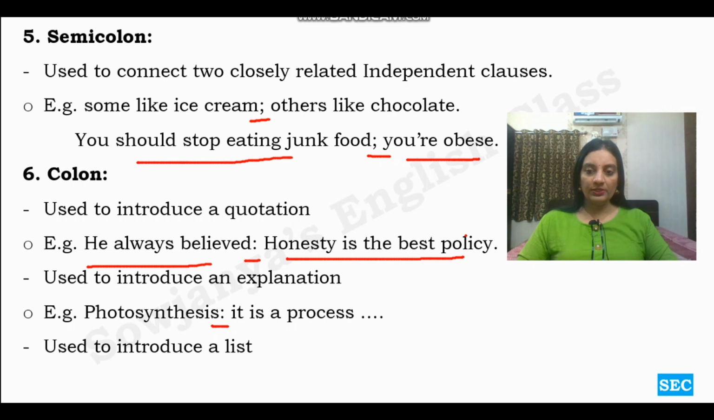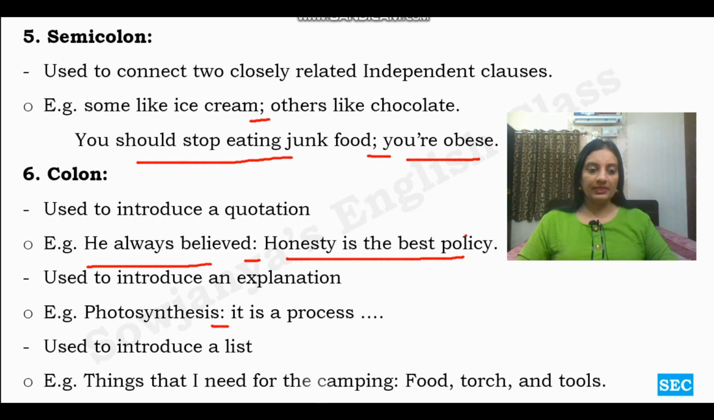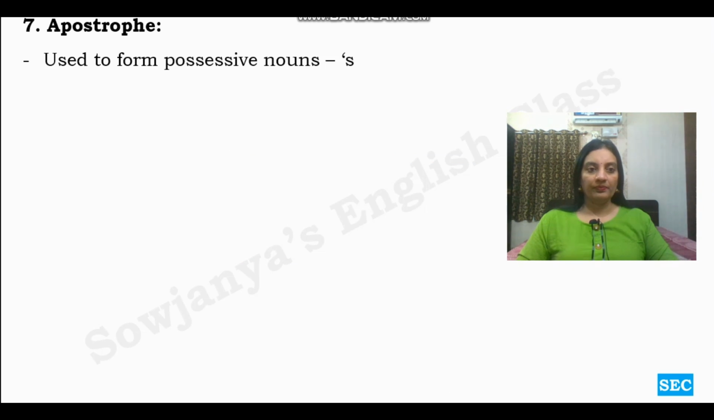It is used to introduce a list. For example, things that I need for the camping: food, torch, and tools. So here what happened? We are giving a list over here. Food, torch, and tools. It is introduced by a colon. Seventh one is apostrophe. It is used to form possessive nouns with apostrophe S. This is apostrophe S. Okay. So it is used to form possessive nouns.